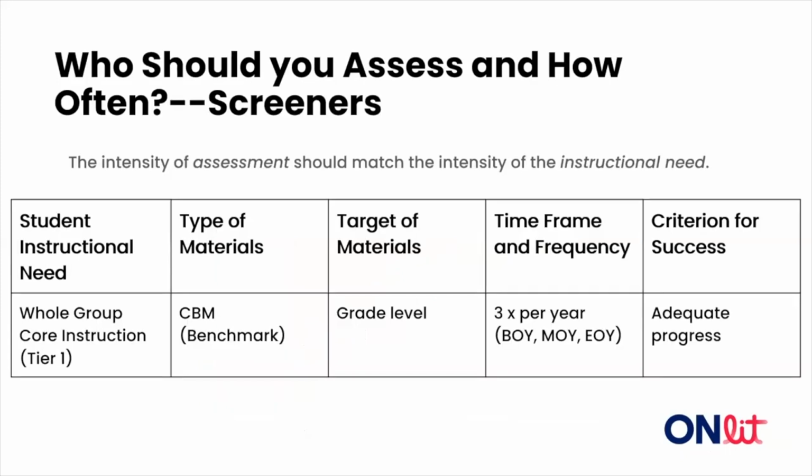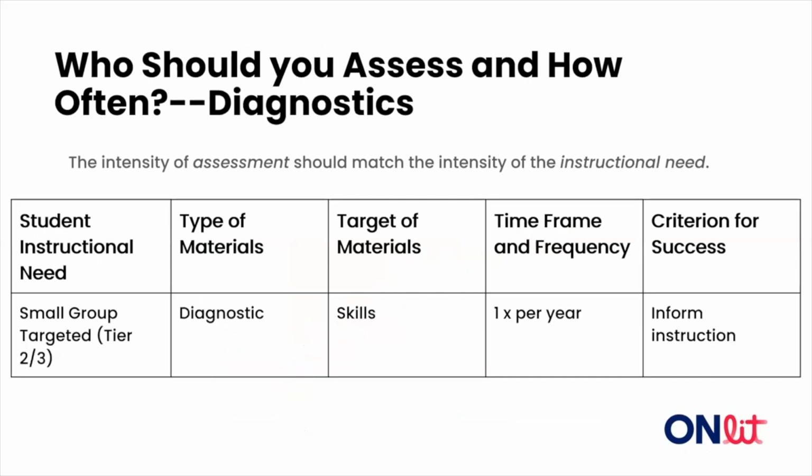Before we look at which students we should progress monitor, let's review the who and how often for the other assessments we have learned about. We'll begin with universal screeners. Universal screeners are the initial assessments. These are administered to all students 2 to 3 times per year and will identify level of risk for reading difficulty. Diagnostics are used to identify the instructional needs for students who demonstrated a level of risk on the screener.